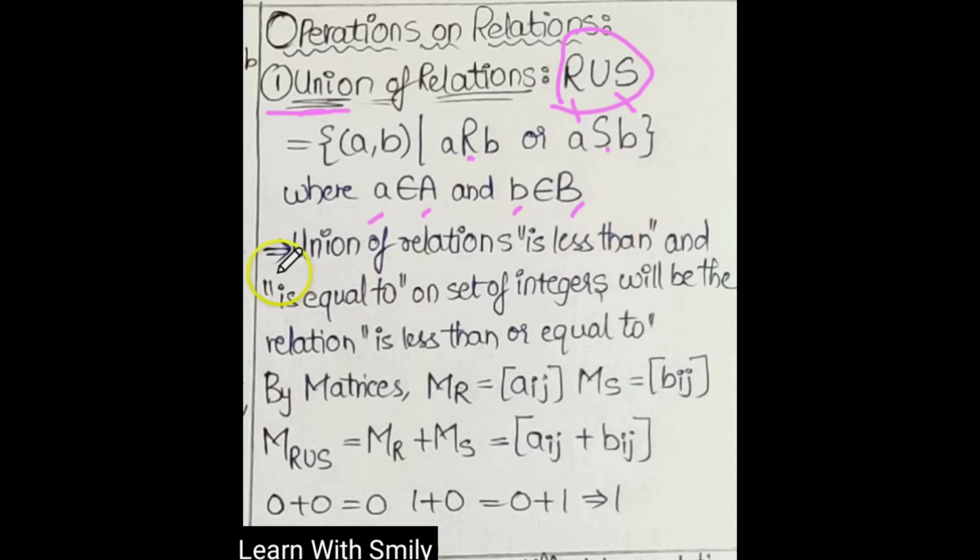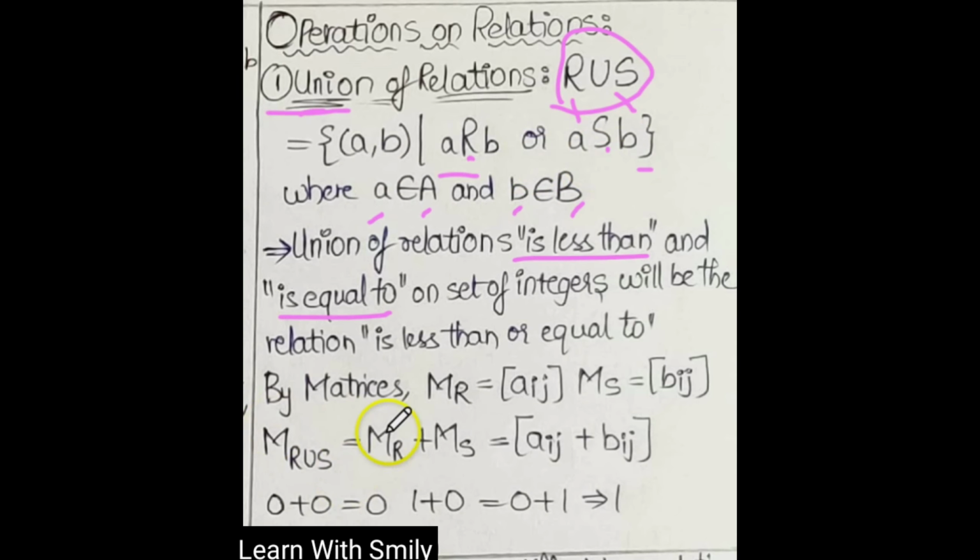Let us take an example, union of the relations is less than and is equal to. Is equal to is one type of relation, is less than is another type of relation, right? So these two we are making a union on a set of integers. Then it will be is less than or equal to, right? So this relation or that relation.